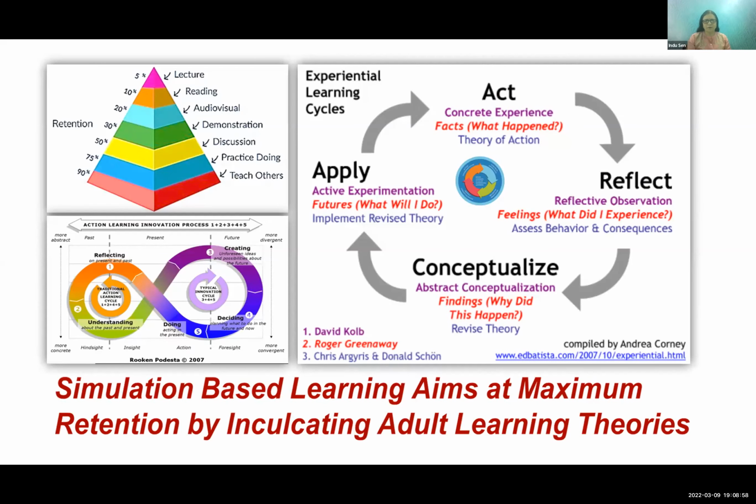Adults learn in a different way. So these are the different learning theories which are used for teaching adults. Teach back: the retention is maximum when we teach others, compared to the simple lecture method. Similarly, this is a cycle where we act, then reflect, conceptualize, apply the principles, and then innovate also. So these are the different theories which can be used for inculcating retention in adults.